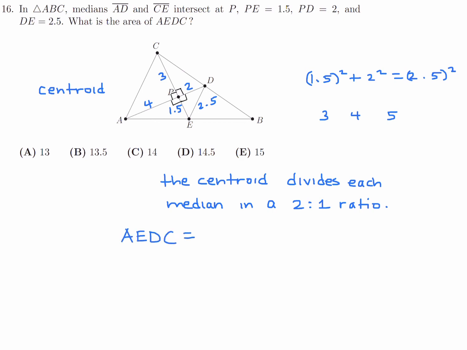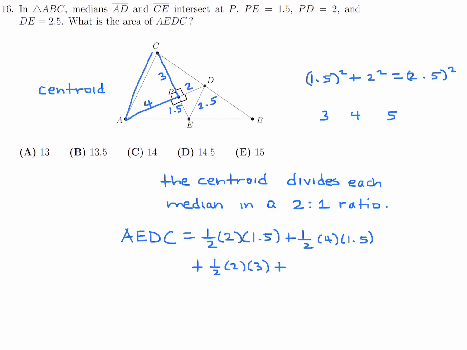AEDC is going to be 4 triangles that we figure out with 1/2 base times height. So let's do this one first. 1/2 base times height, so 2 times 1.5. And then the next one, this guy right here, 1/2 base times height, so 4 times 1.5. And then the next one, we can use this triangle, so 1/2 base times height. And finally, this triangle, which is 1/2 3 times 4.